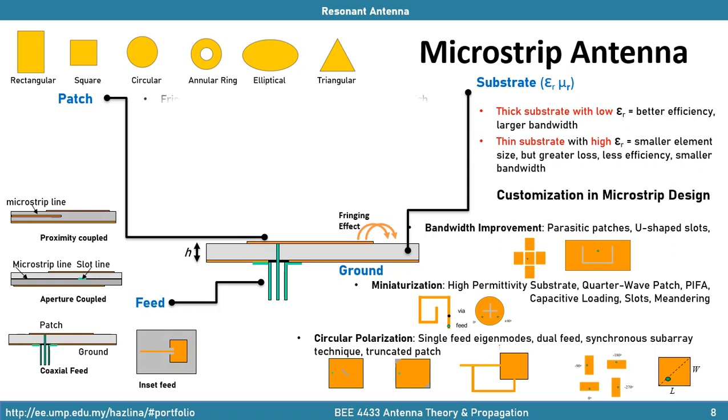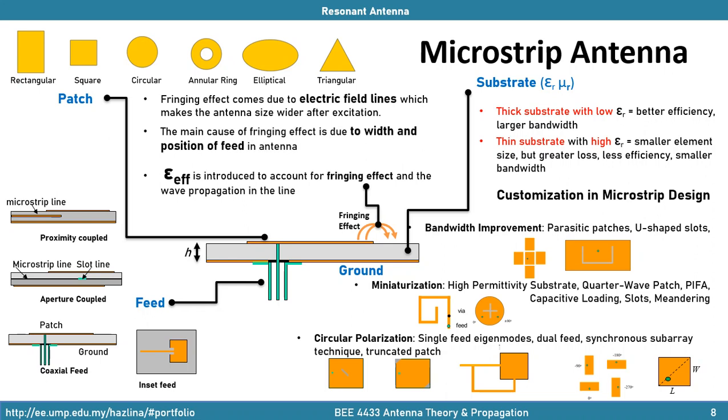Another phenomenon that is related to microstrip antenna designs is the fringing effect. Fringing happens due to electric field lines, which makes the antenna size wider after excitation. The main cause of fringing effects is due to the width and position of feed in the antenna. The effective dielectric constant is introduced to account for the fringing effect and wave propagation in the line.